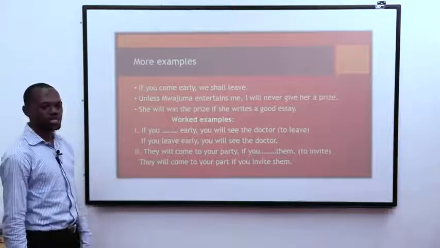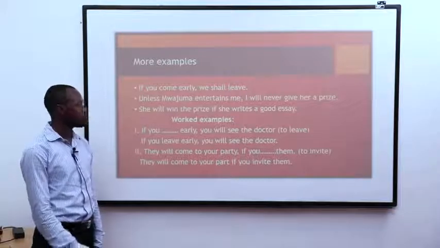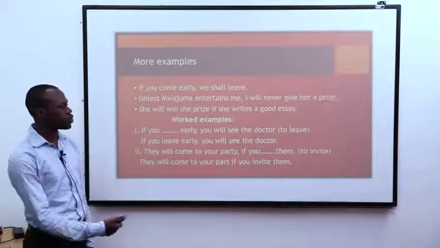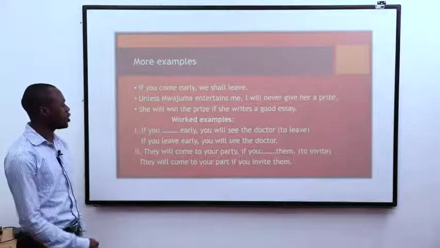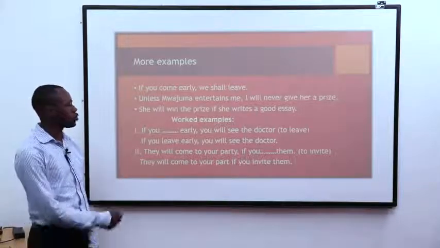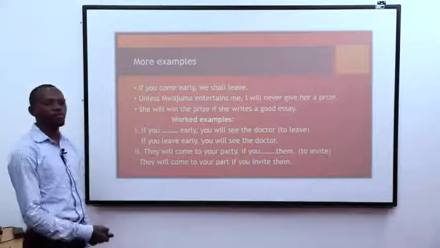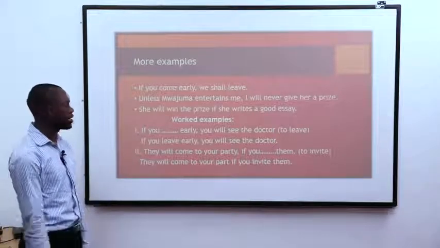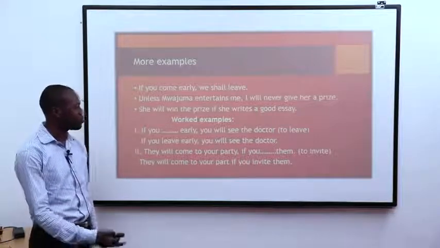We can have these worked examples, like this one. If you ___, you will see the doctor. Suppose you have been given the verb to leave. So you can have a sentence like this one: if you leave, you will see the doctor. Why? Because we know that for a conditional sentence type 1, you need to have a simple present tense in the dependent clause. Also, we have a sentence like, they will come to your party if you ___ them.